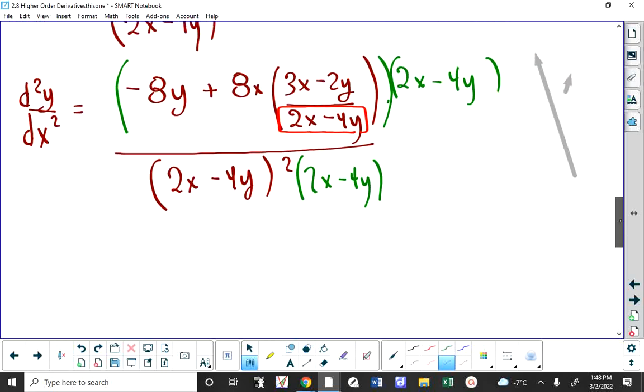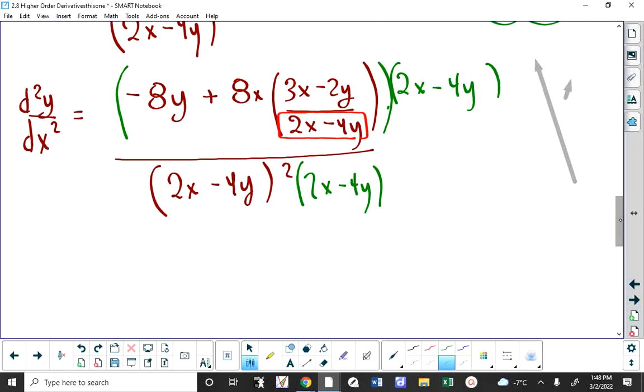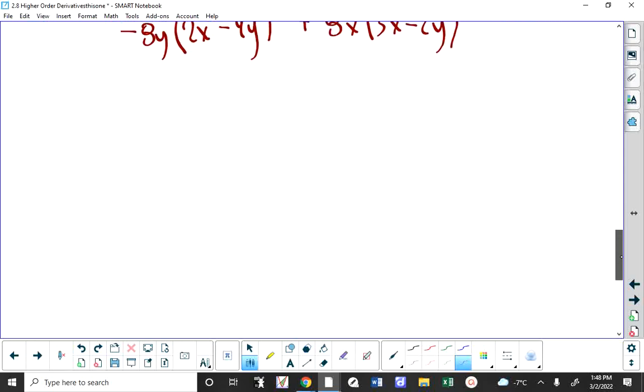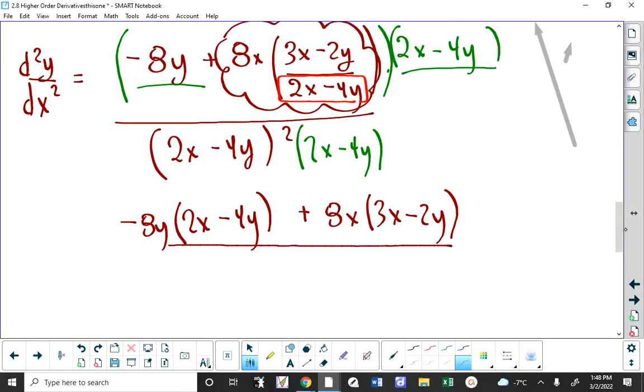What happens here? Well, when I multiply this by the negative 8y, I'm left with negative 8y times that thing. When I multiply this 2x minus 4y by this entire second term, the 2x minus 4y cancels. That's why we did it, right? And you're left with the 8x and then 3x minus 2y. And this is over, now it's over 2x minus 4y cubed.